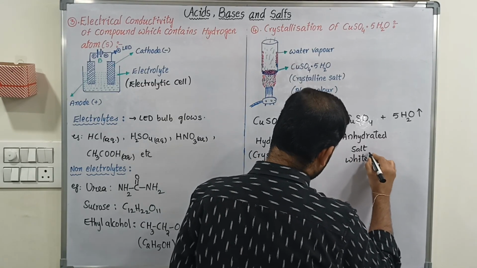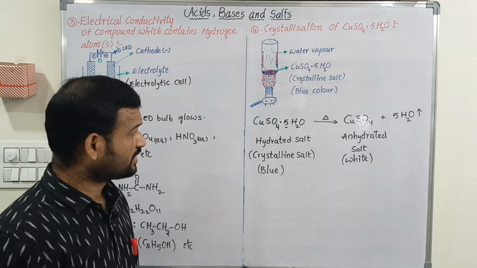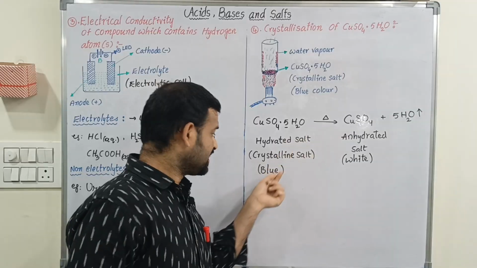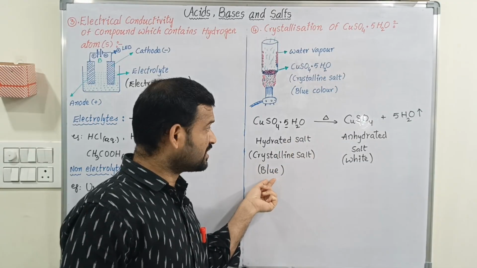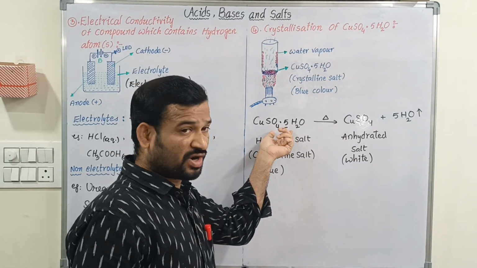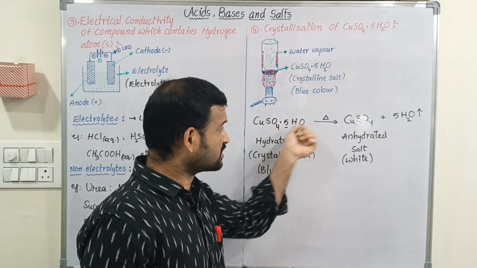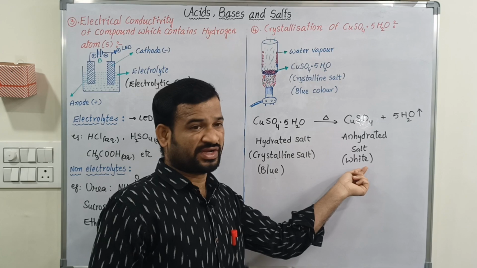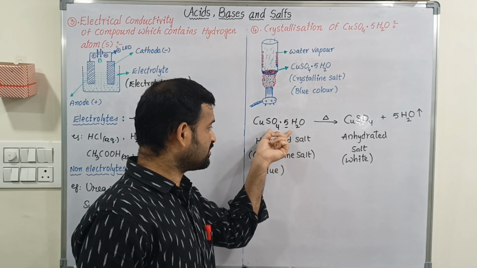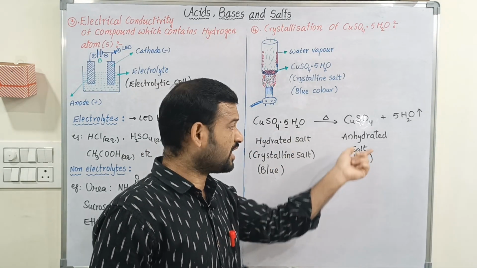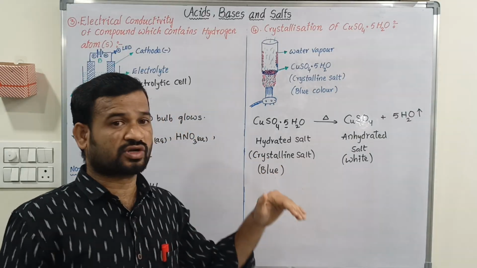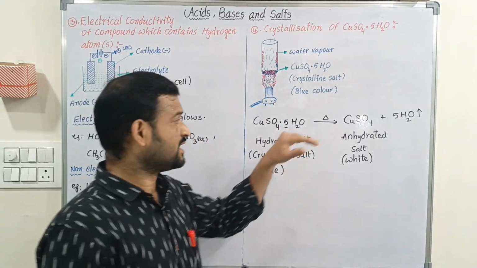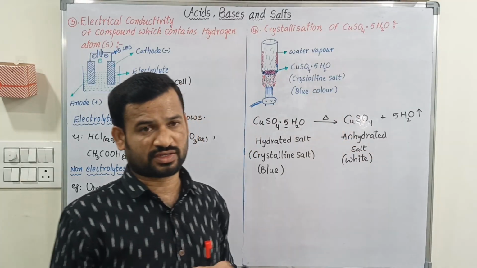If copper sulfate salt contains 5 moles of water molecules, its color is blue. Whenever we heat this salt, it loses those 5 moles of water molecules, and its color changes to white. The blue color of the crystalline salt changes into the white color of the anhydrous salt. Hydrated salt means it contains water molecules. Anhydrous means it does not contain water molecules.